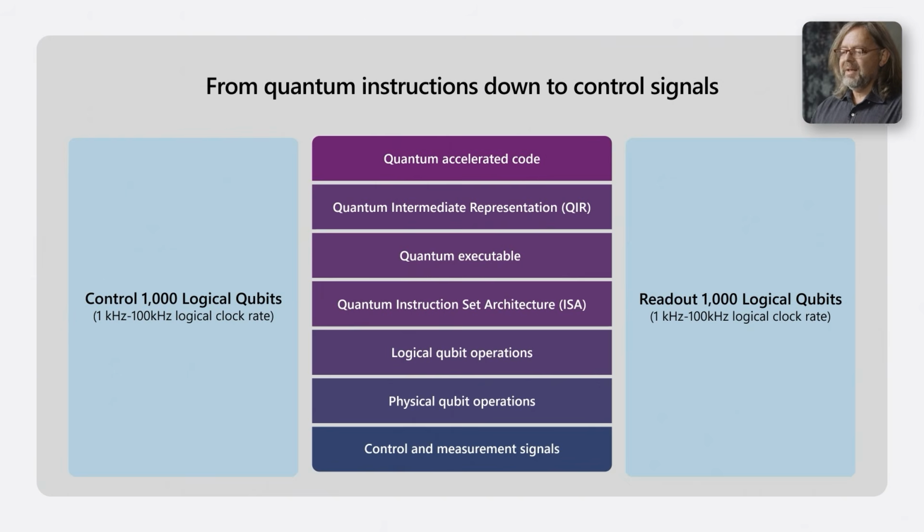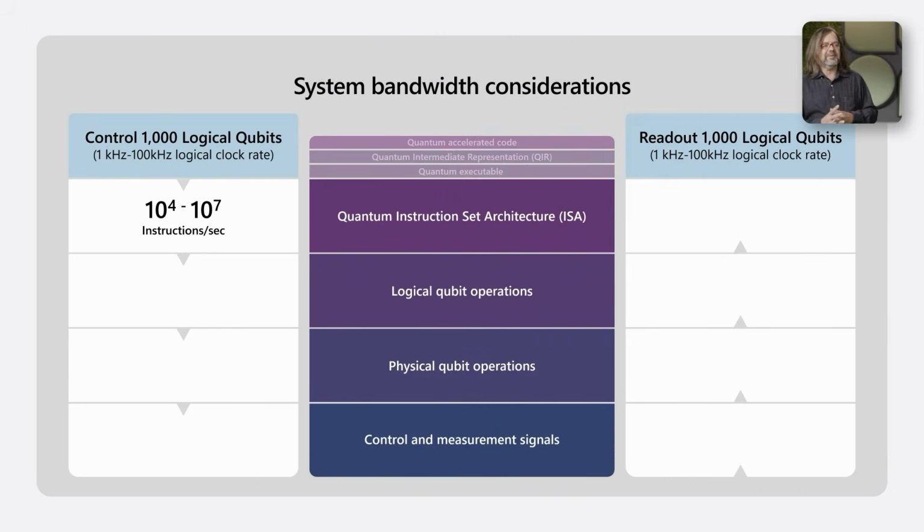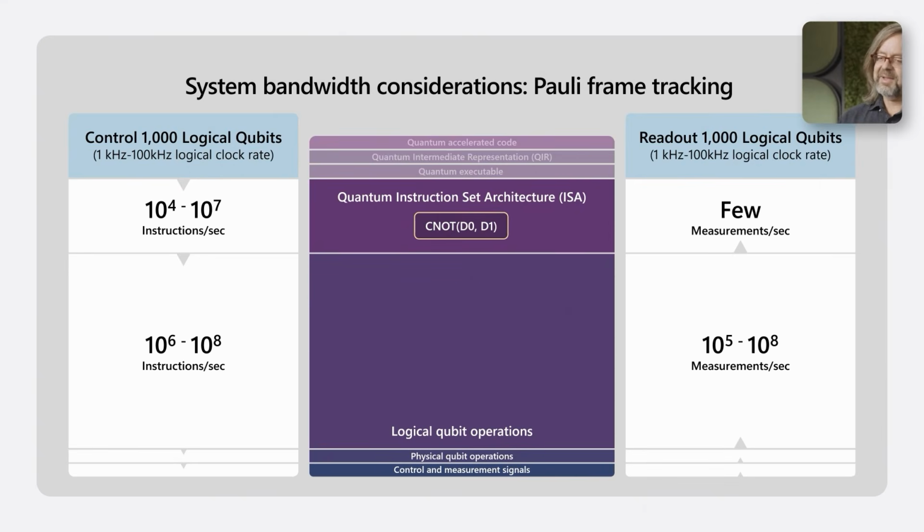The typical program then will issue between 1 and 100 instructions per cycle on the 1,000 logical qubits, and might have a few measurements. So with that, we expect between 10 to the 4 and 10 to the 7 instructions per second being sent down from the program in software to the quantum engine, and a few measurements coming back up. That all seems very tractable and feasible. I don't see a challenge in that. The challenges start appearing when I go a bit lower in the stack.